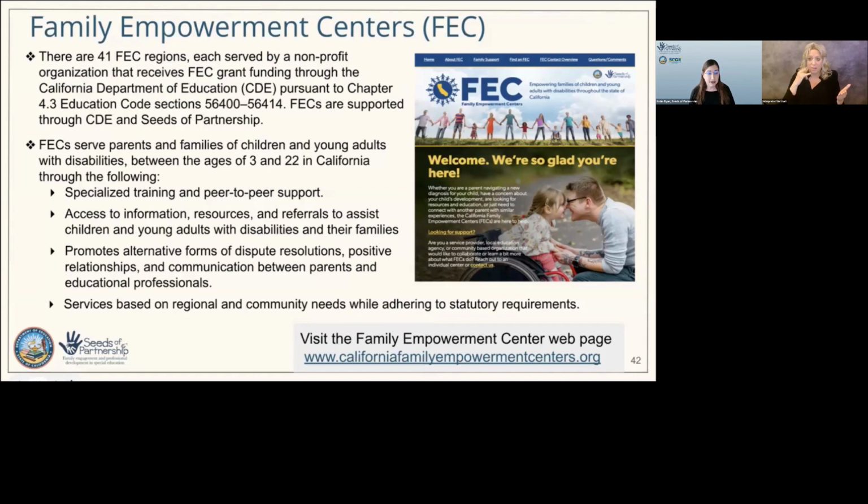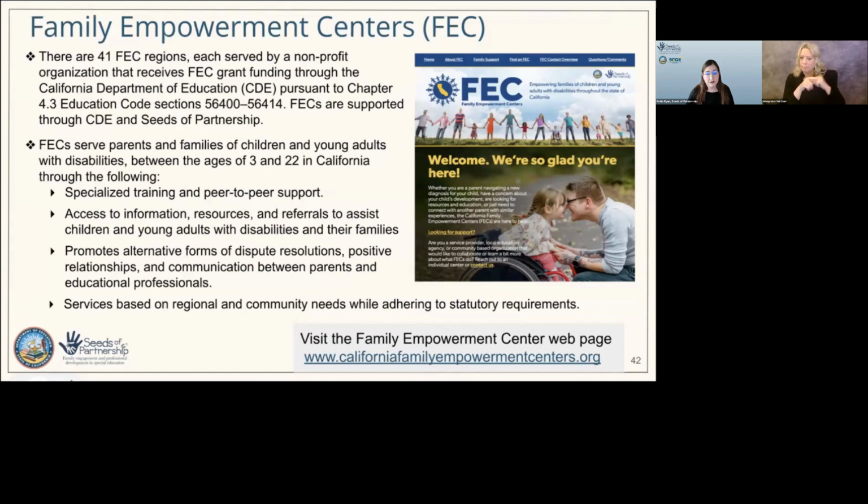The Family Centers serve families who have children aged 3 to 22 in California with a disability. They provide specialized training, peer-to-peer support, and access to information and resources. They are assisting parents to better understand their child's education and developmental needs, promoting positive relationships and effective communication. We invite you all to visit the Family Empowerment Center website at www.californiafamilyempowermentcenters.org. The link's in the chat as well, to learn more and find the center that's in your region. Part of our role with SEEDS is to promote and partner in their work, and so we look forward to highlighting them in future sessions.